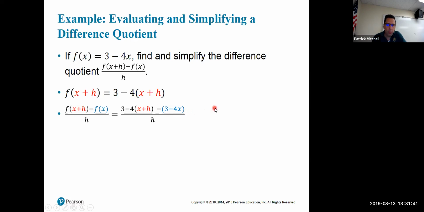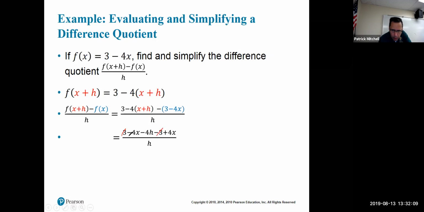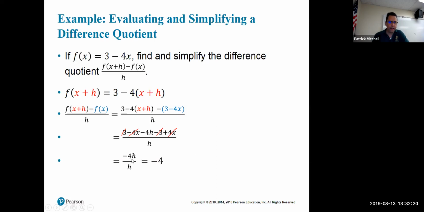Okay. And then what should happen, if you play your cards right, by distributing the -4 over x plus h, and then distributing the negative sign over the 3 minus 4x, I'm going to try once again to use the pen because I did not put this in here. Notice that the 3 and the -3 cancel, and also the -4x and the 4x cancel. Okay. And so what that leaves me is just -4h on top.